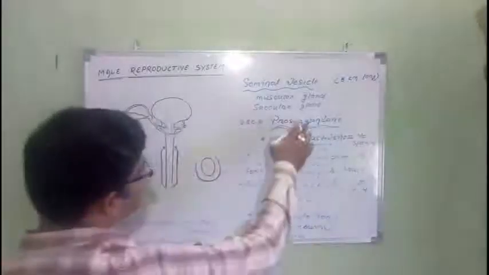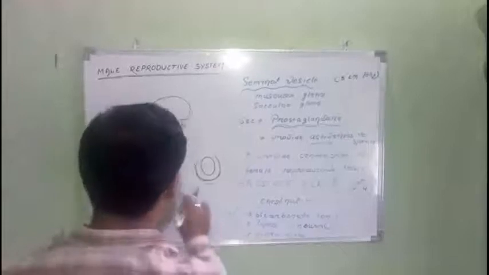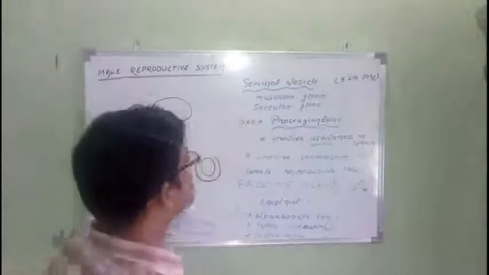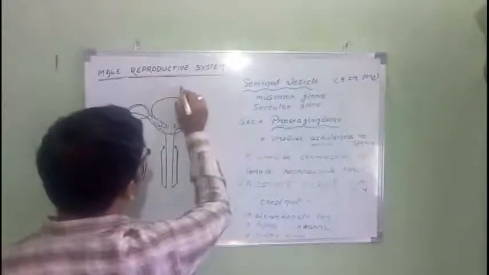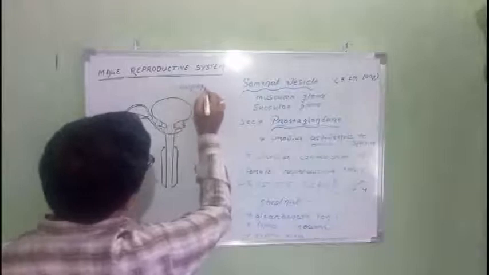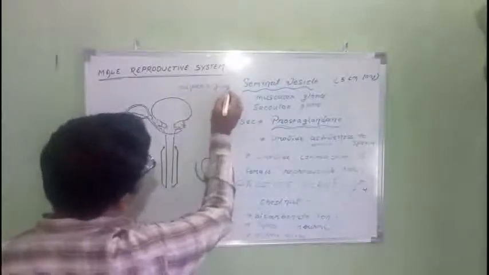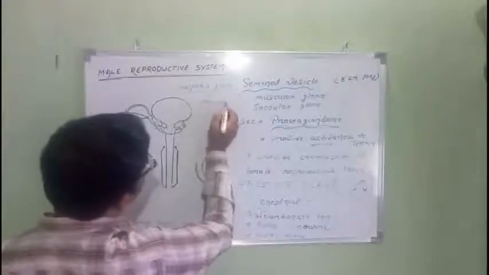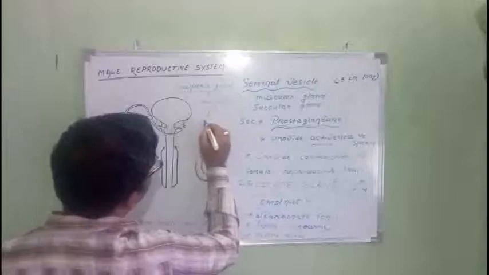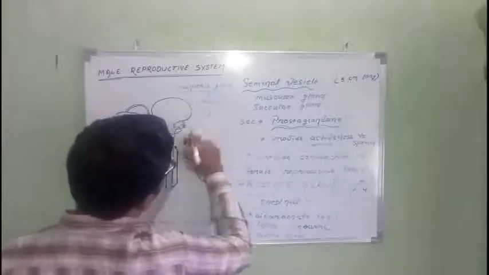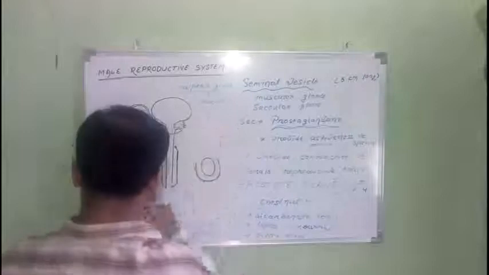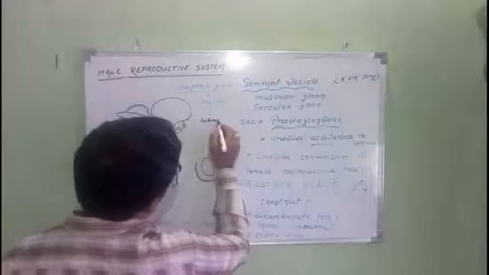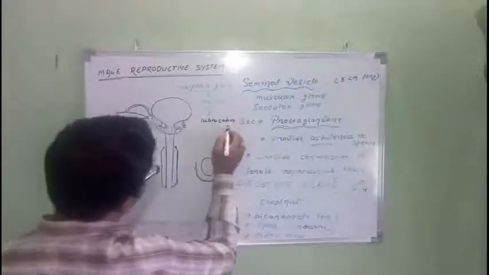Besides the seminal vesicle and prostate gland, another type of gland is also present, in a paired structure, known as Cowper's glands. Here I am writing Cowper's gland. And what is the function of Cowper's gland? Cowper's gland releases mucus, and it gives lubrication. It provides lubrication to the sperm.